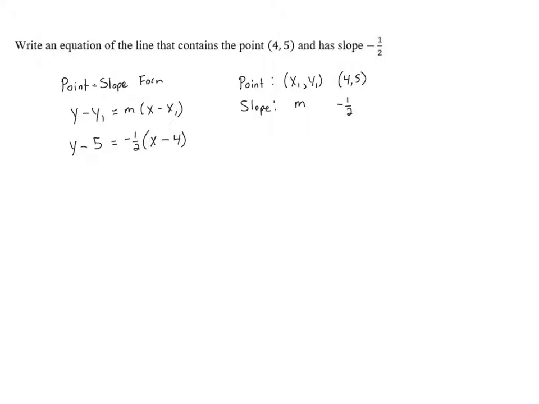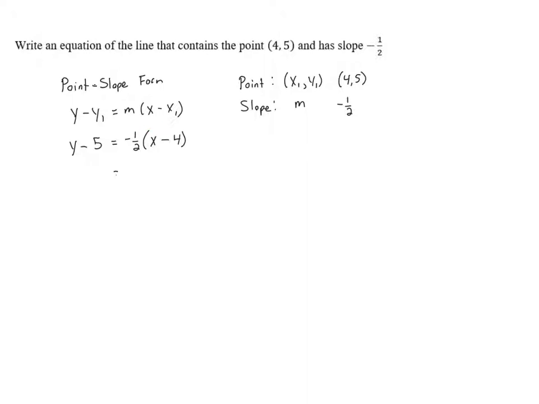Now, we usually won't leave the answer in point-slope form. It looks much nicer to simplify everything and put it in slope-intercept form. To do that, we're going to distribute on the right-hand side that -1/2 to the x and the -4.